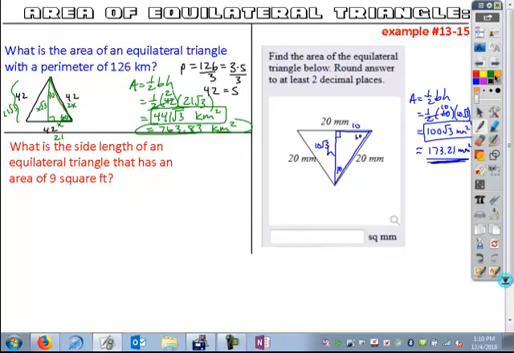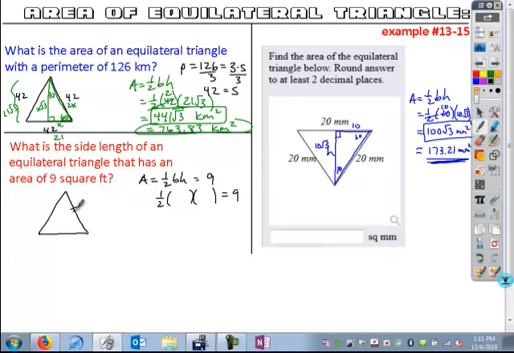It asks you what's the side length of an equilateral triangle that has an area of 9 square feet. So if I sketch my equilateral triangle, I know that my area is going to be 1/2 base times height, and I know that that needs to equal 9. I don't know what my base and height are, but I can express them in terms of one variable.